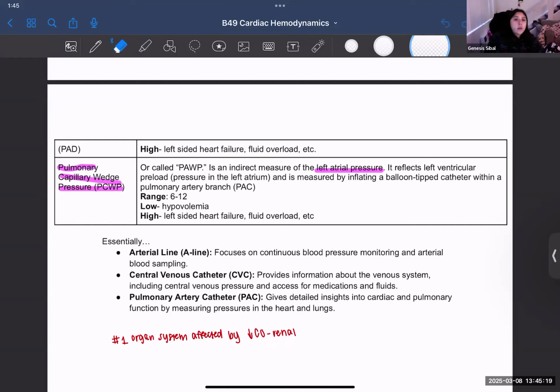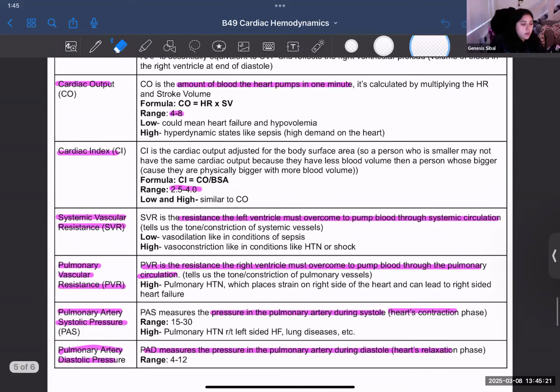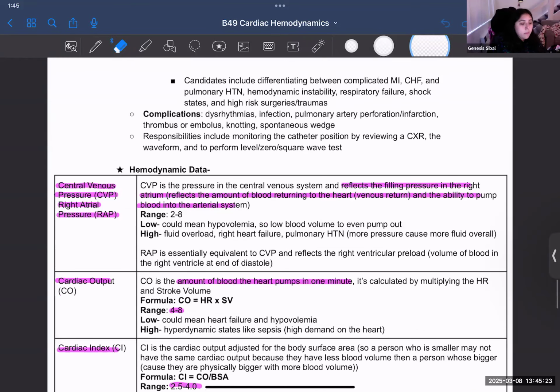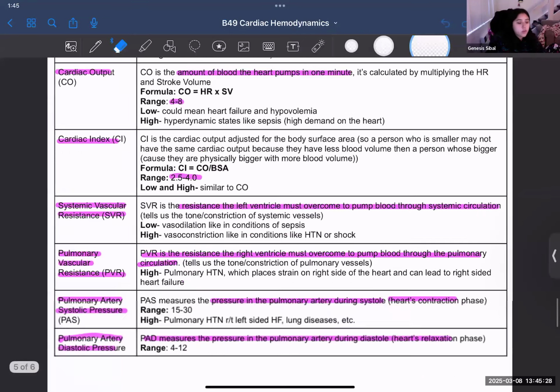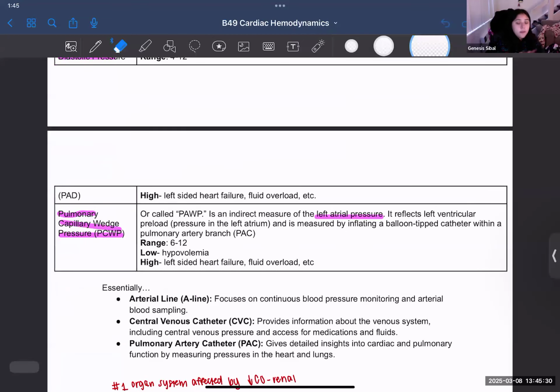So what's the difference between the left atrial pressure and the right atrial pressure? Remember, right atrial pressure was talking about the right side, the right atrium. This one's talking about the left atrial pressure. So don't overcomplicate that. It's just knowing the anatomy of the left atrium.